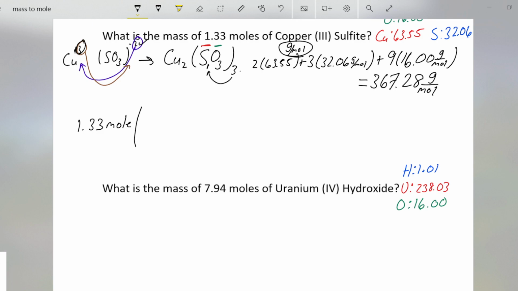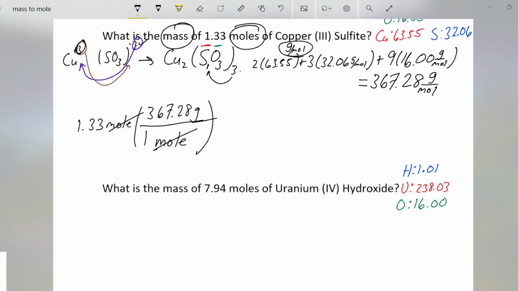So on the bottom, I put my stuff from Mole Island, right? We are starting at Mole Island, and we want to go to Mass Island. So I put my Mole Island stuff down below, which is 1 mole, down below deck and storage. And then above on my top deck, I put my Mass Island stuff, which is 367.28 grams. My moles will cancel, and what I get is this 367.28 times 1.33.